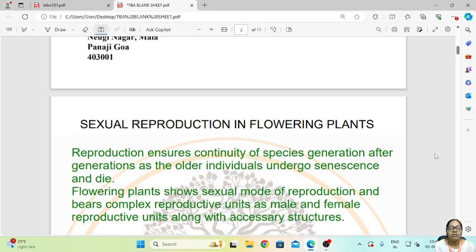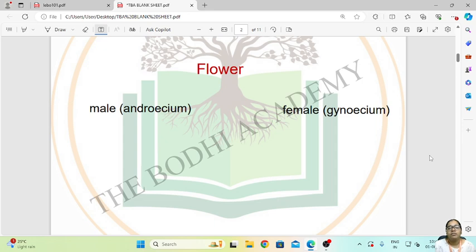So let us start. The flower is called the reproductive organ of the plant. And why is it so? Because the flower consists of the male reproductive part called the androecium and the female reproductive part called the gynoecium. So, androecium and gynoecium. Now we will see the structure of the flower, how the androecium and gynoecium are placed in the flower, and then we will move to a detailed study of the male and female parts separately. So now we will see the structure of the flower.